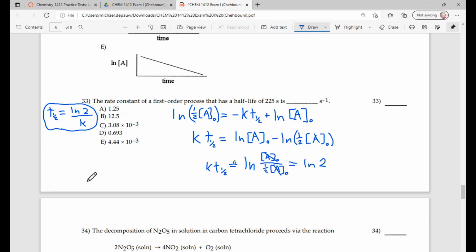So now, since it gives us the half-life, 225 seconds, all I have to do to find the rate constant is to multiply both sides by the rate constant to give me KT 1/2 is equal to the ln of 2. And then I divide both sides by T 1/2. That's just a little bit of algebra. It gives me ln of 2 divided by the half-life is equal to the rate constant, which in this case is the ln of 2 divided by 225. Does that make sense? Any questions on that?